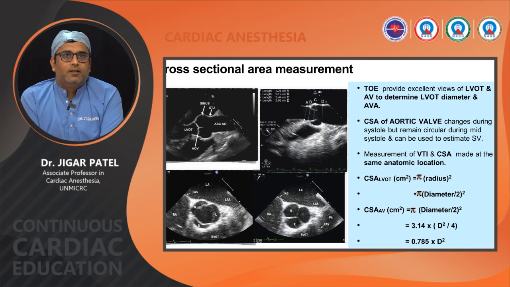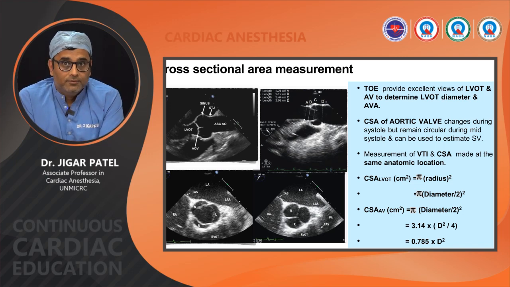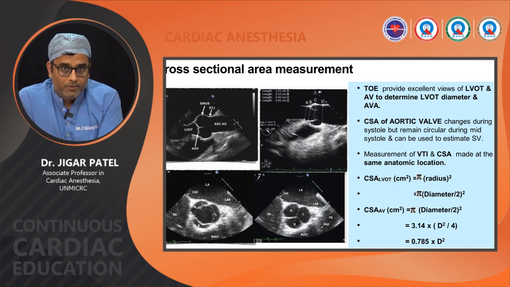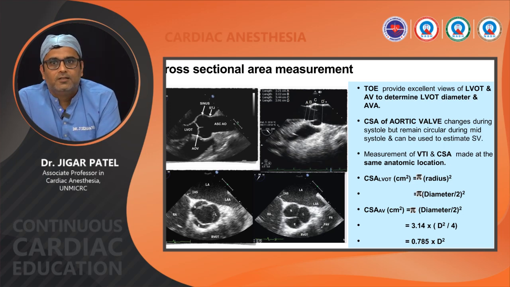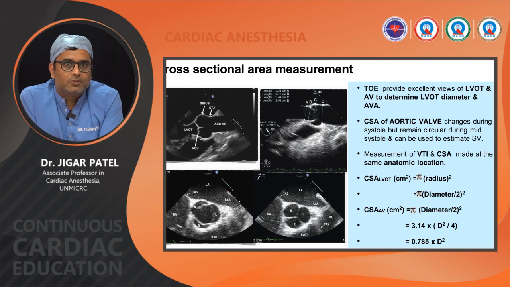As per this equation, the cross-sectional area for the LVOT or aortic valve is pi multiplied by radius squared. To simplify the equation, the radius is replaced with diameter divided by 2, and the simplest equation is 0.785 times diameter squared for any circular cross-sectional area.